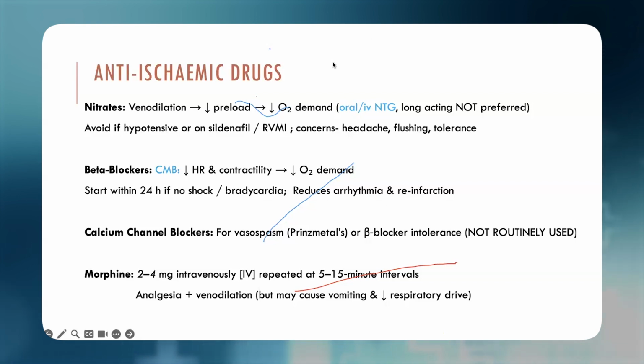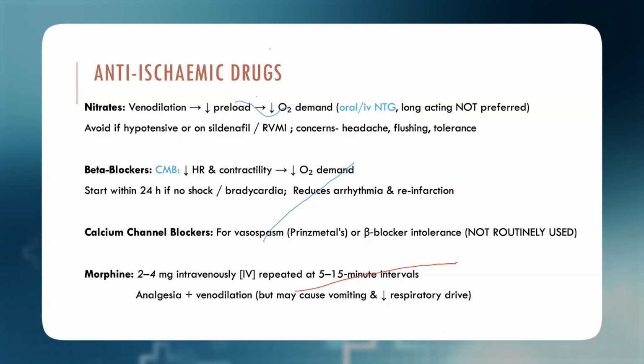Calcium channel blockers are not used in ACS at all. I have just kept it here to remind that you don't use calcium channel blockers. It is usually only used in Prinzmetal's angina where beta blocker cannot be given.